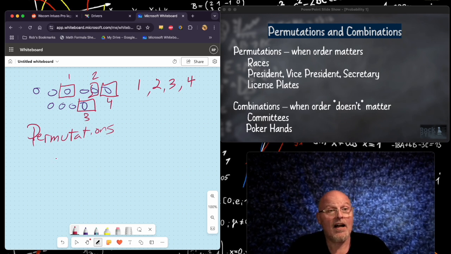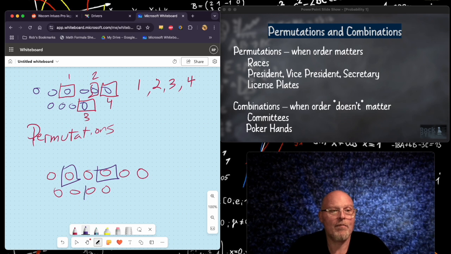A combination is when we're picking something like a committee, where I've got 10 people, and my committee is 4 people, right? So every year I have a different 4 people, but there's no order of them. They're just 4 out of the 10. So when order doesn't matter, similarly poker hands.